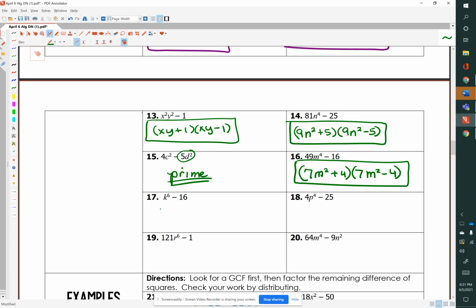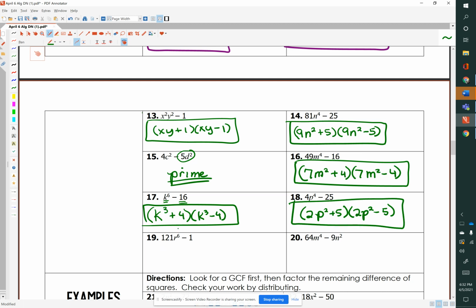Number 17. Remember, when we multiply, we add exponents. When we divide, we subtract exponents. So this is a square, and this is a square, perfect square. So we have k to the third plus 4 and k to the third minus 4. And then number 18, 4p to the fourth minus 25 would be 2p squared plus 5, and 2p squared minus 5.